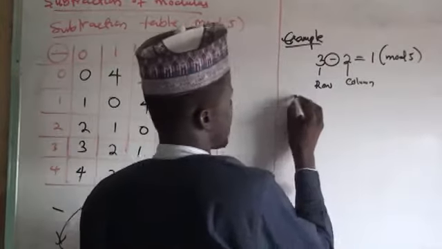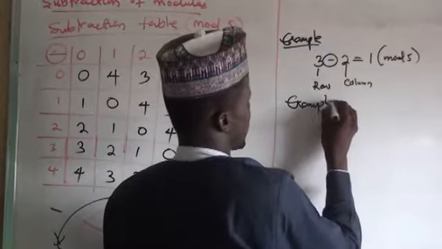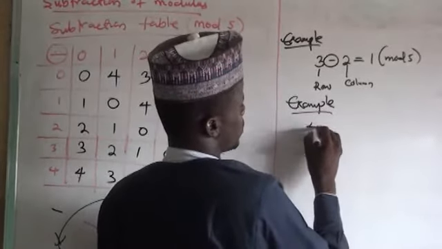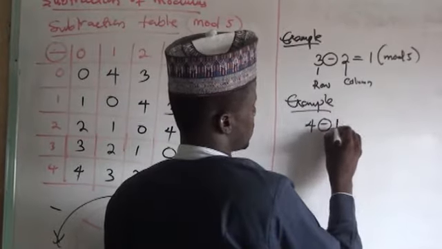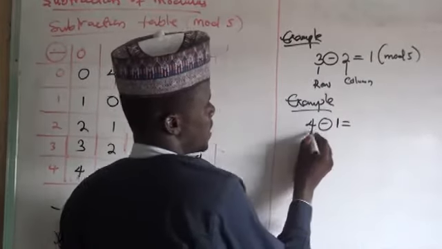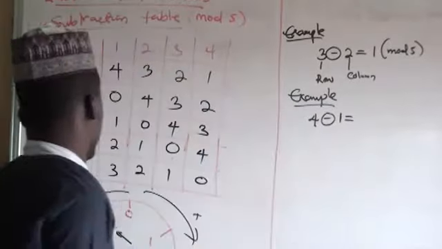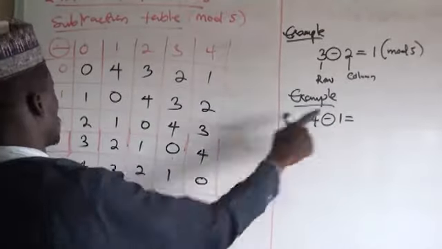And also when we have another example, let's say 4 minus 1. Here we have what? This is the row number 4 under column 1.